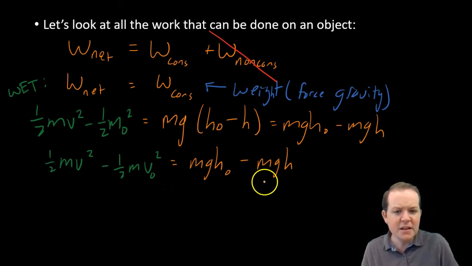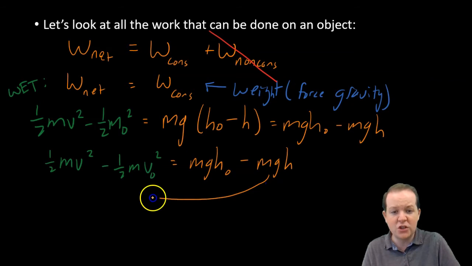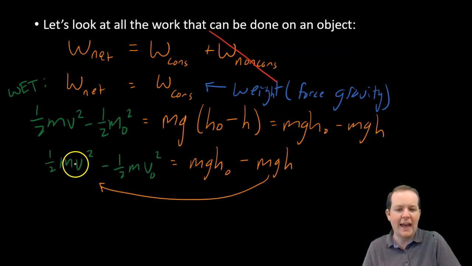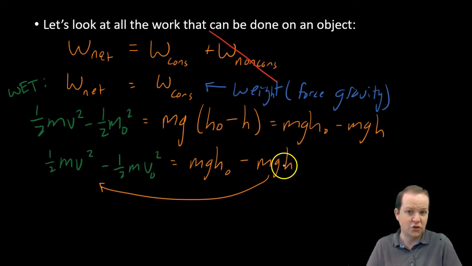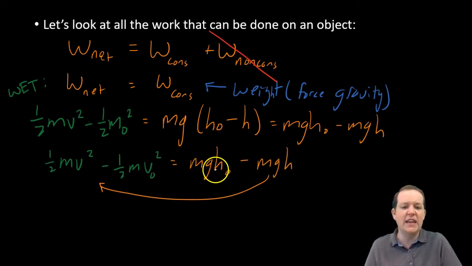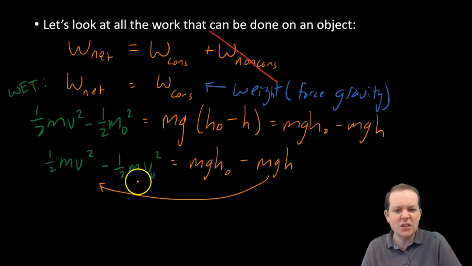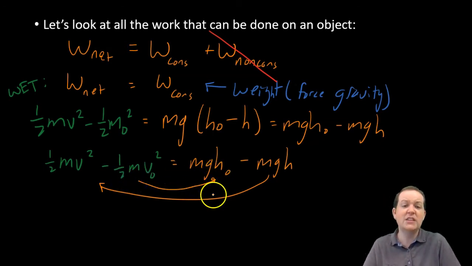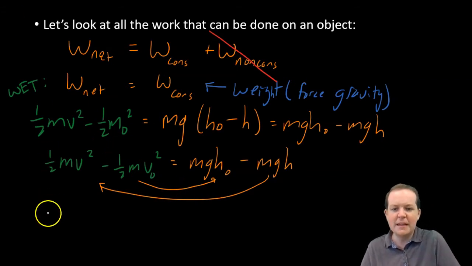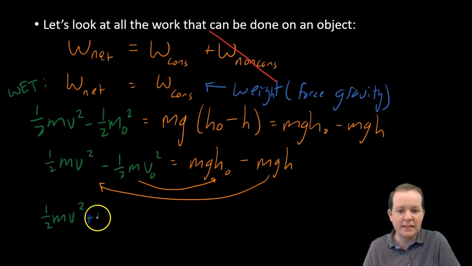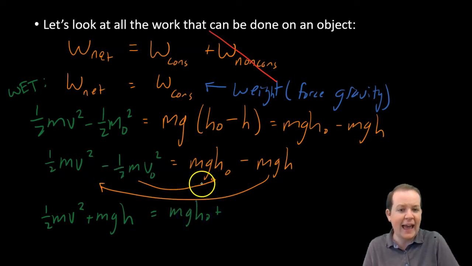What I mean by that, I'm going to swing this mgh over here, so it's with this 1/2 mv squared, this final kinetic energy and this final gravitational potential. And I'm going to leave this mgh naught here and swing this one over here, so it's on the same side of the equation. So I'm left with 1/2 mv squared, and I'm adding this, so plus mgh. That's going to be equal to mgh naught plus, because this is minus right here, so I'm going to add it to the other side, plus 1/2 mv naught squared.